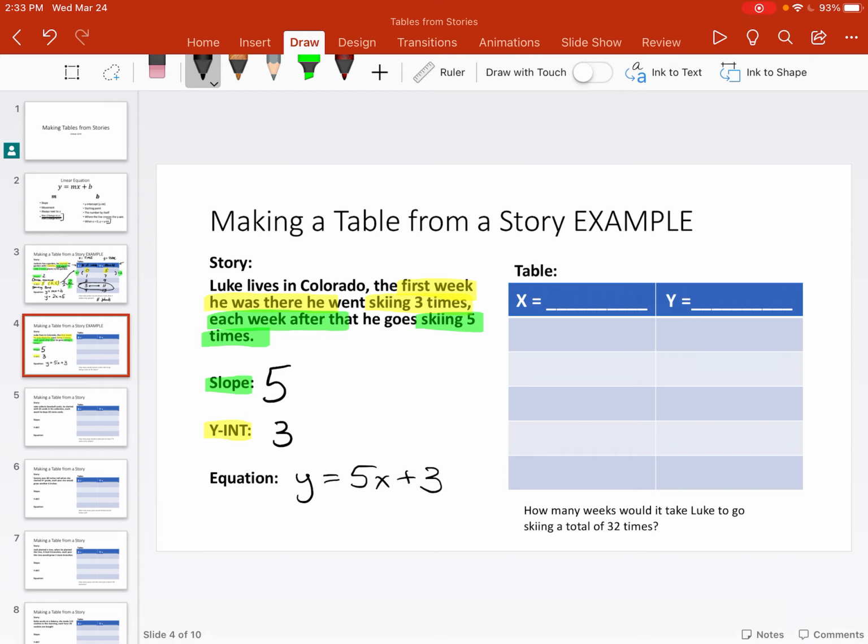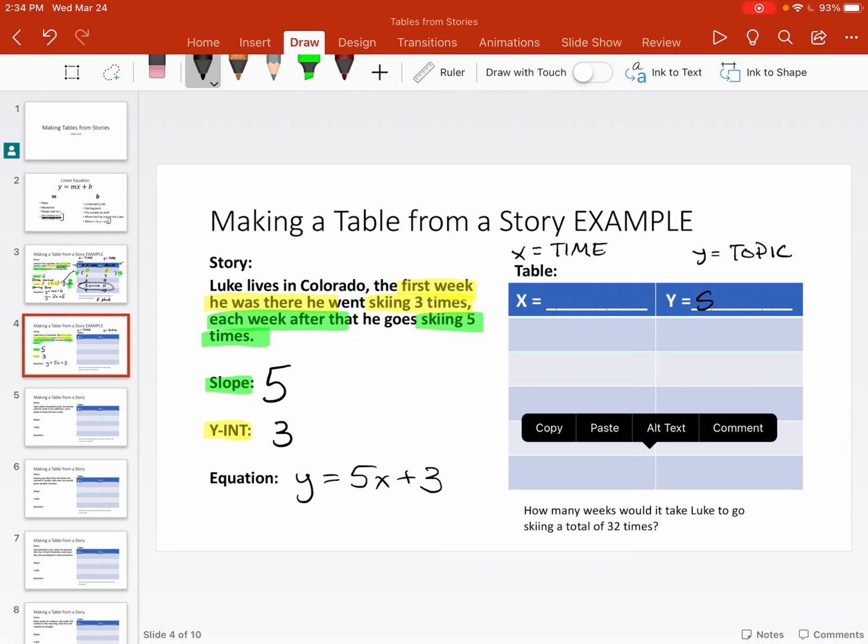Now I need to identify my x and y. Remember, x equals time, y equals topic. So what are we talking about? We're talking about skiing. And what time frame? Each week. Again, we have weeks, so number of weeks.